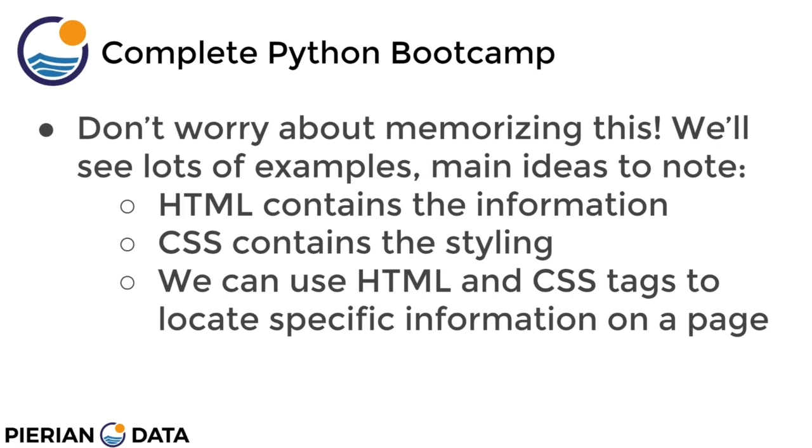The main ideas that I really want you to get out of this lecture is the fact that the HTML file is going to contain the information, a CSS file contains the styling information, and then we can use HTML and CSS tags to locate specific information on a page. And the whole idea of web scraping with Python is you're going to point Python to a particular either CSS tag or HTML element and then just grab information based off that.